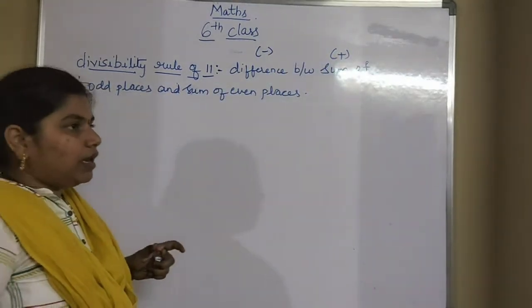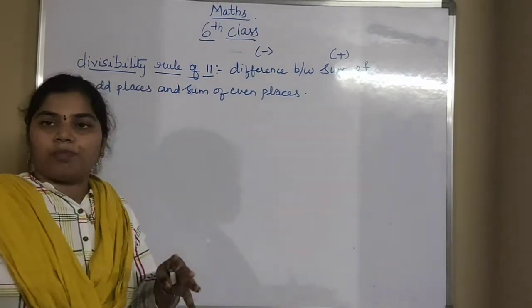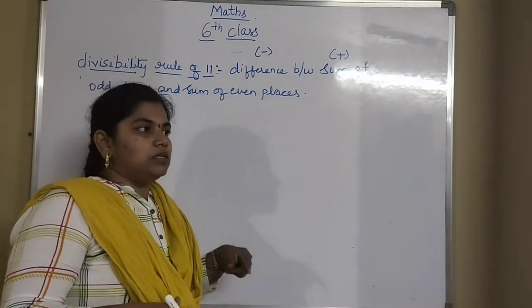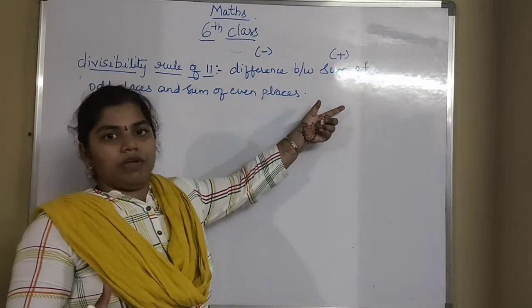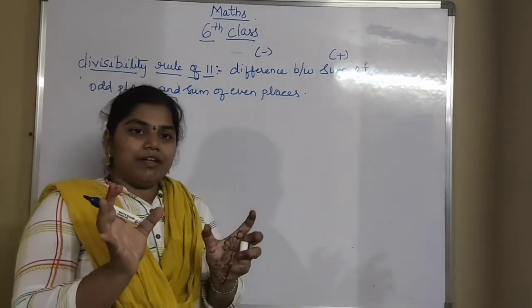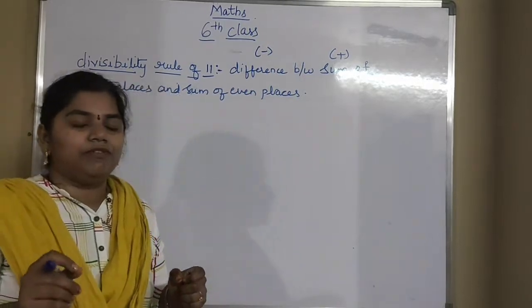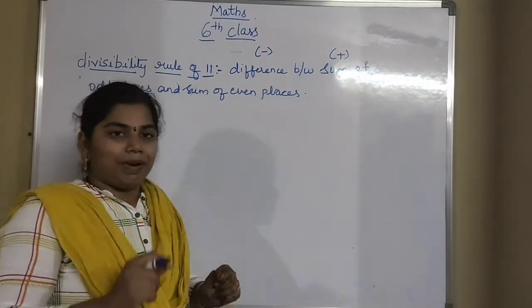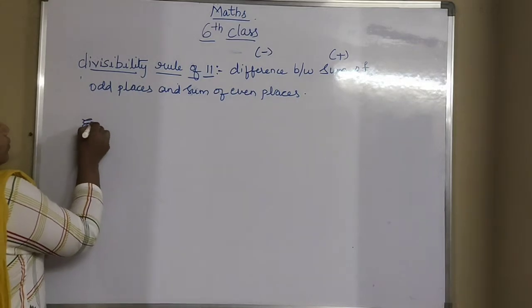That means in the number you will be having some odd places and also even places. So we have to add all the even places and all the odd places. What result you will get, those values you have to take the difference of. Difference is nothing but you have to do subtraction there. So we will take one example.